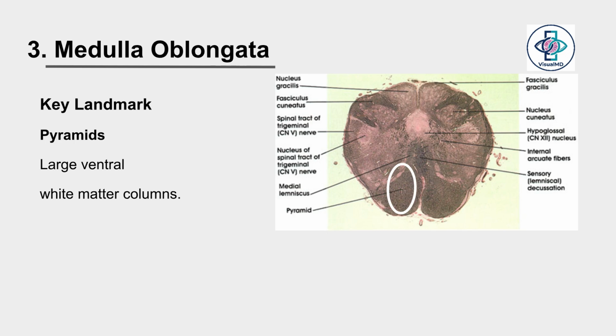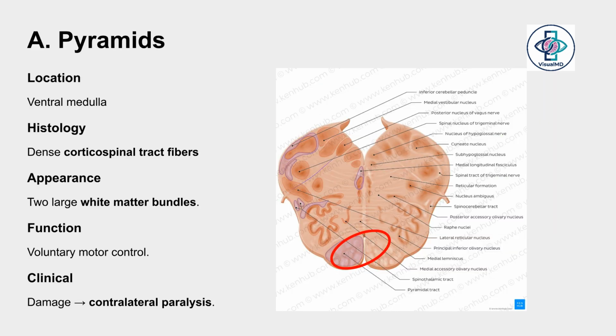Next, we examine the medulla oblongata. A key landmark is the pyramids, which are large ventral white matter columns. The pyramids are located in the ventral medulla and are dense bundles of corticospinal tract fibers. They function in voluntary motor control and appear as two large white matter bundles. Damage here can cause contralateral paralysis.